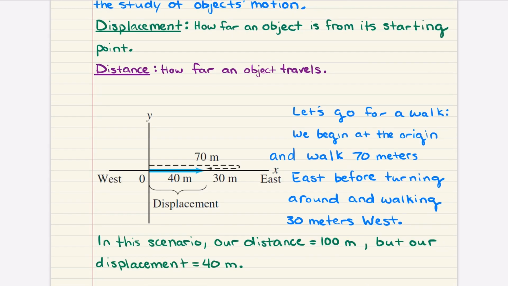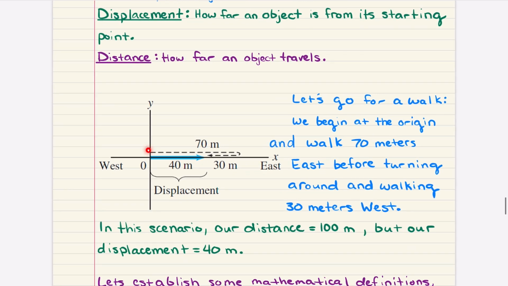Let's go for a walk really quick. Let's imagine that we started at some origin point here, and we walked 70 meters east, right? Then we decided to turn around where we walked 30 meters west. You can see that here in the illustration. In this scenario, our distance was 100 meters because 70 meters plus 30 meters is 100 meters. But our displacement is only 40 meters because when we were done, we were only 40 meters away from our starting point.